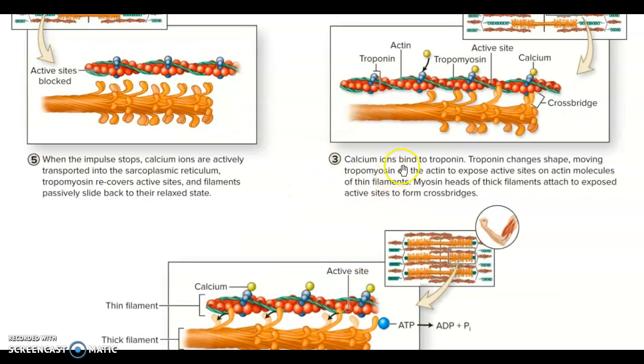Calcium ions bind to troponin. Troponin is surrounding this thin filament. The troponin changes shape, moving tropomyosin on the actin to expose active sites. So it just changes the conformation to expose the active site, so the active site is open for binding. And then myosin heads of the thick filaments attach to the exposed active sites to form cross bridges. Myosin heads are also important in a function that we call rigor mortis, which we'll talk about later.